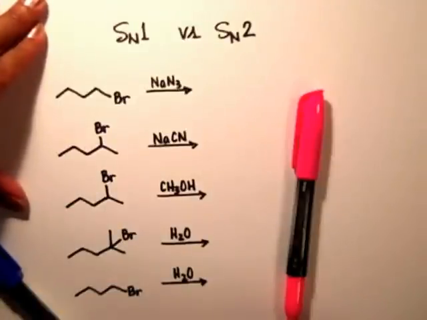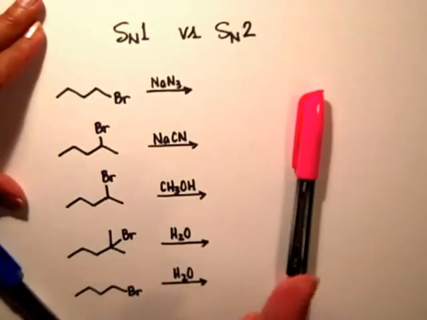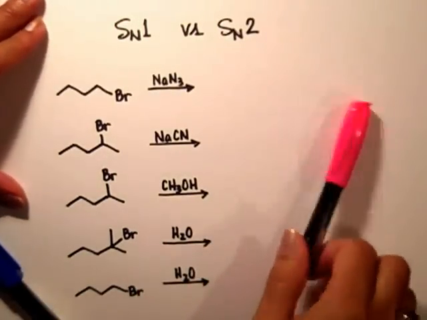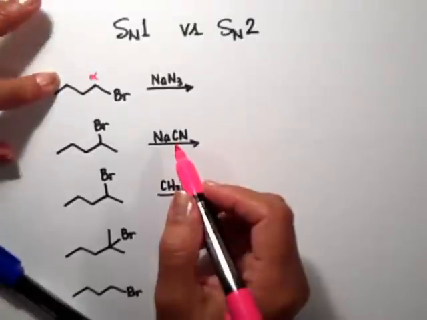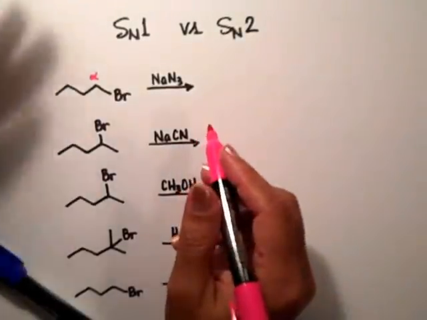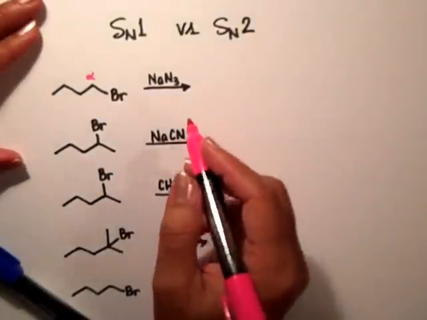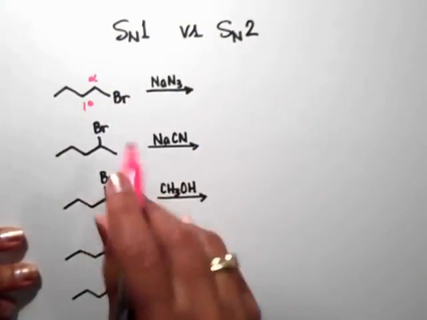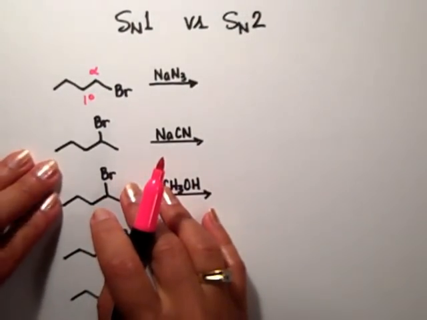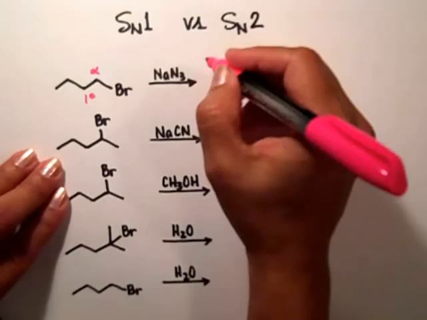I have a few examples here just to actually go SN1 versus SN2. As usual, the first thing that you're going to do is actually classify your alkyl halide. It simplifies your life, so go ahead and do that. This one right here is a primary alkyl halide. And if it's a primary alkyl halide, it's going to do an SN1 mechanism.